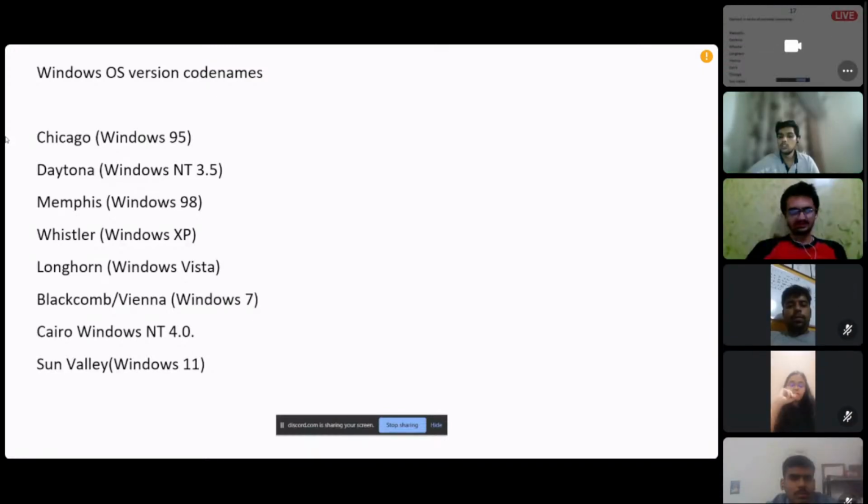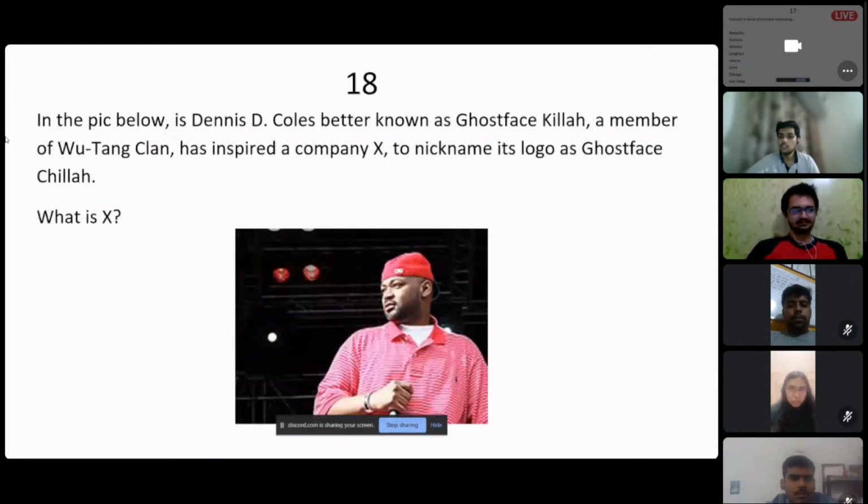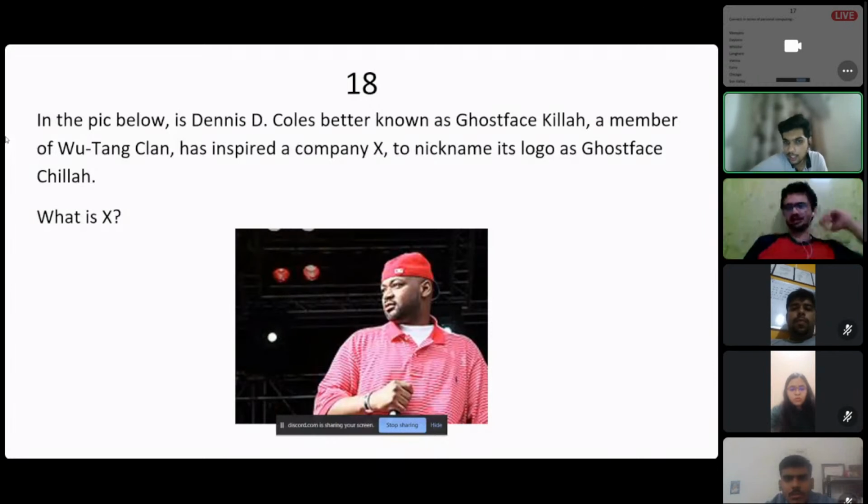P2. Yes. In the pic below, Dennis Coles, better known as Ghostface Killah, a member of Wu-Tang Clan, has inspired a company X to nickname its logo as Ghostface. So we need the company name X. Something related to the name Ghostface Killah, something related to ghost, exactly.